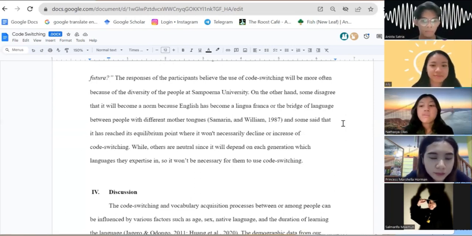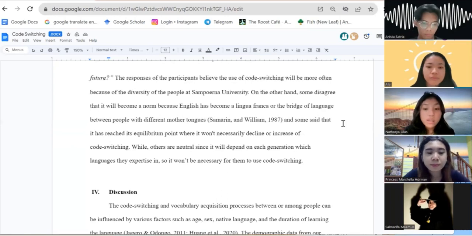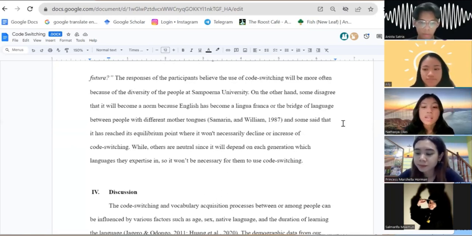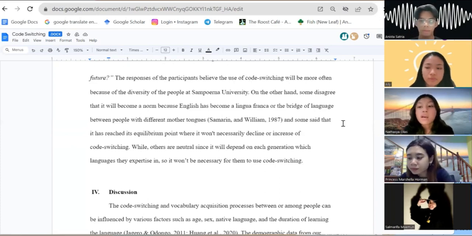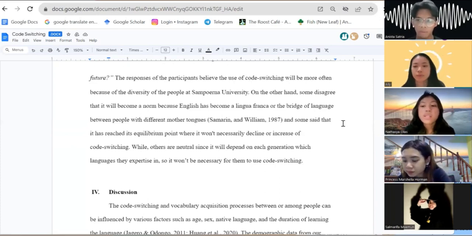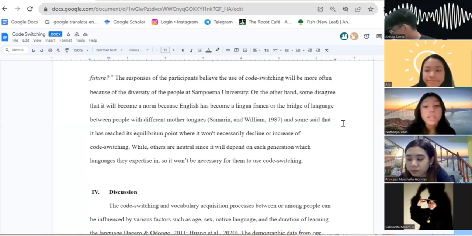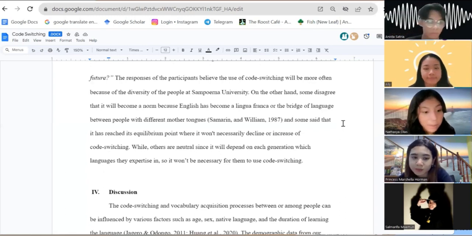So that's why, in conclusion, the opinions on the future of code switching may vary because some think it will increase because the university has many different people, but others disagree and say that English is a common language. And others were neutral, saying it will depend on the language skill of the future generation. So I can say that the future of code switching at Sampoerna University still remains uncertain, or in other words, it can vary because it depends on what the students believe. So I think that's all the findings, and now we will move to the discussion.